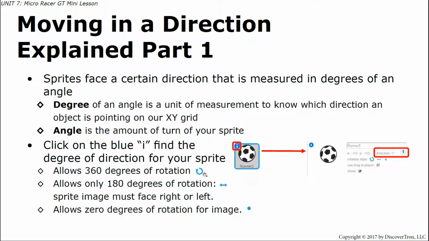Make sure you know the difference between 360 degrees of rotation and 180 degrees and then 0 degrees. And the key term right here is that these are for the image, okay? These are for the image. You may have this one selected right here where it allows 0 degrees of rotation. The image won't change its direction.